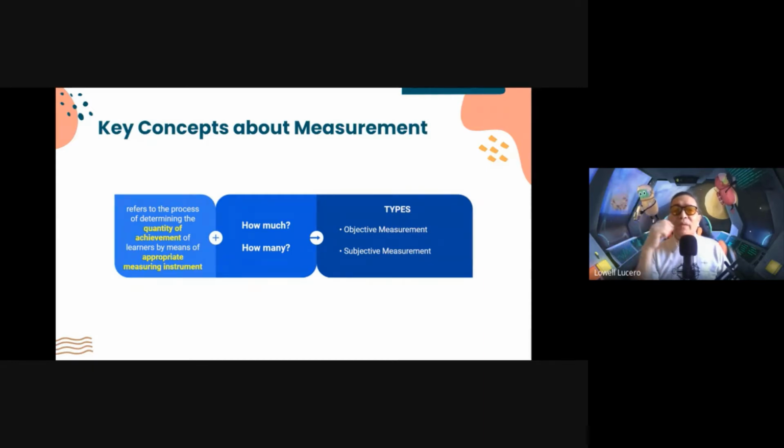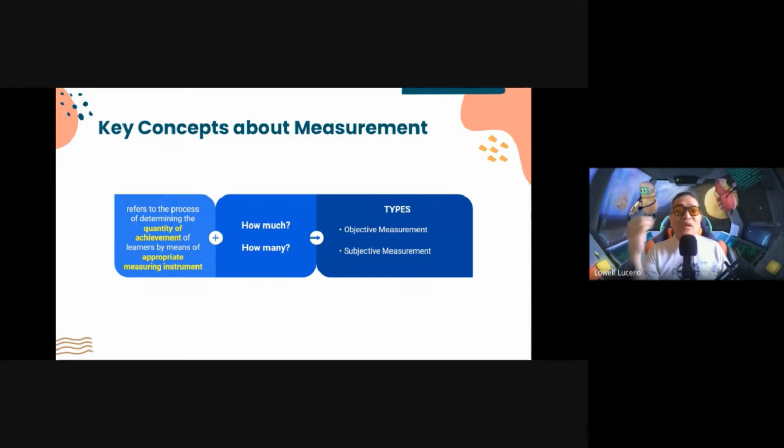So the measurement actually answers the question, how much or how many are achieving the target. As a teacher, you have a target, right? That's why you have your objective, correct? The objective becomes your target. But the question is how many you want your students to achieve the target. So when you ask the question how many, then it refers now to measurement.